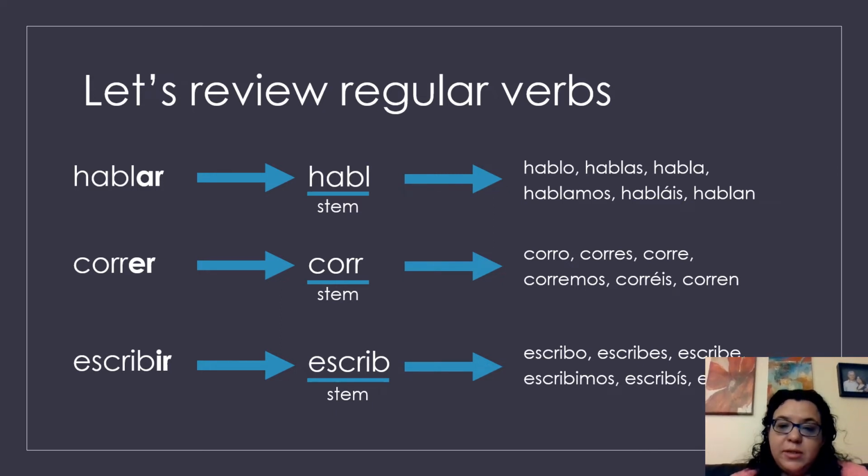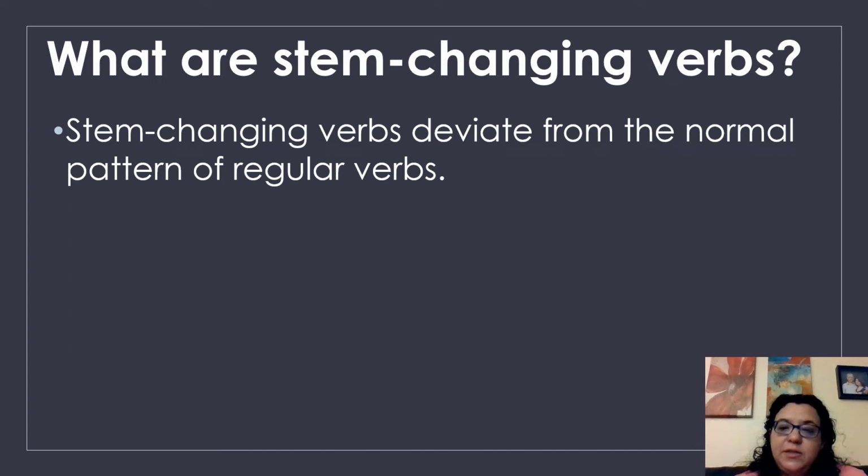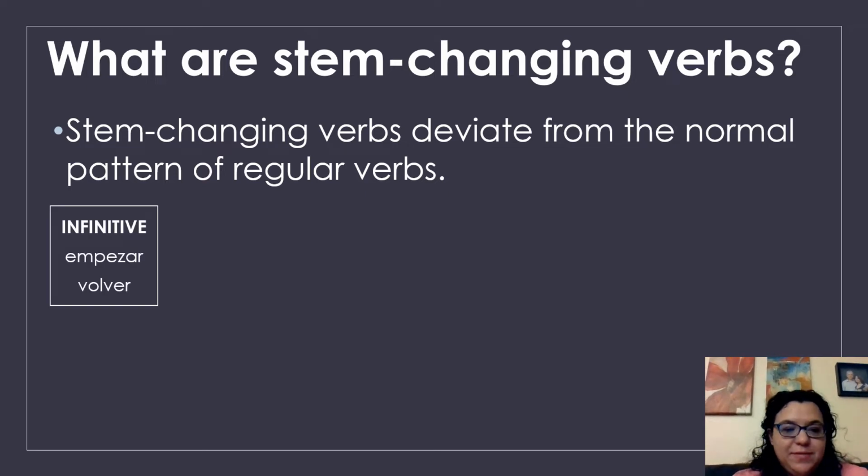Now here's the important thing. What are stem changing verbs? So stem changing verbs are different. They are a little bit different. They deviate from that regular pattern of regular verbs. So for example, we have this infinitive.